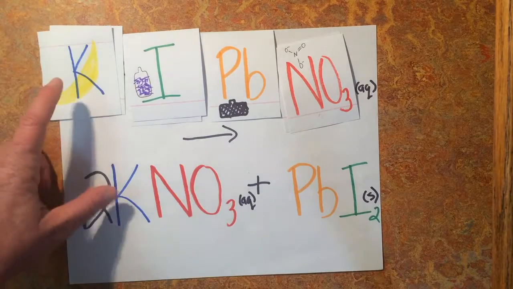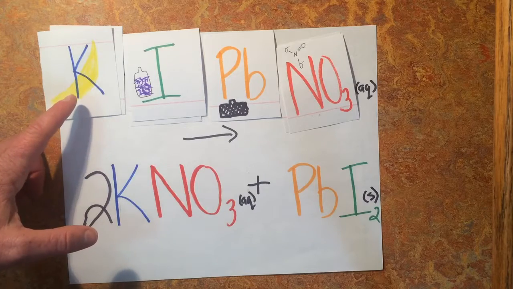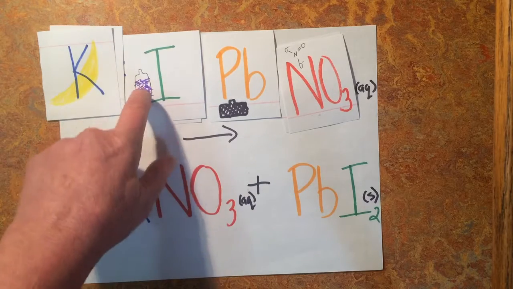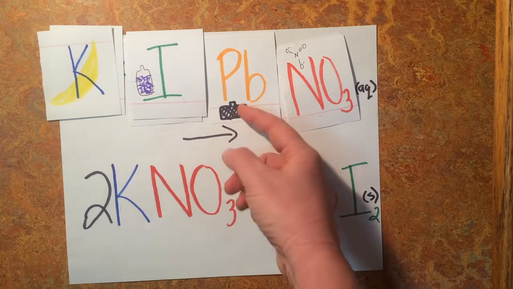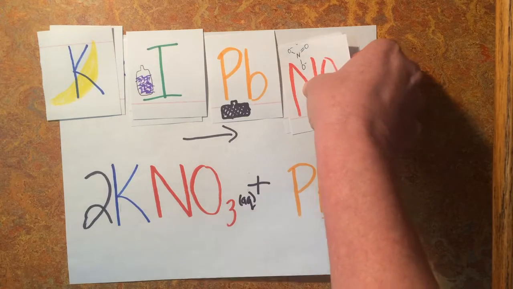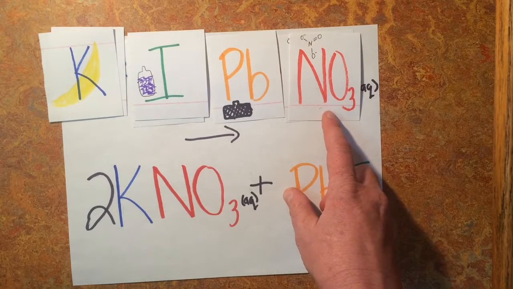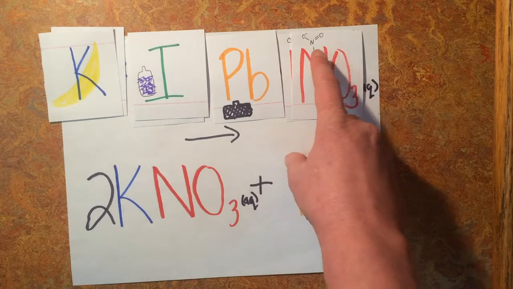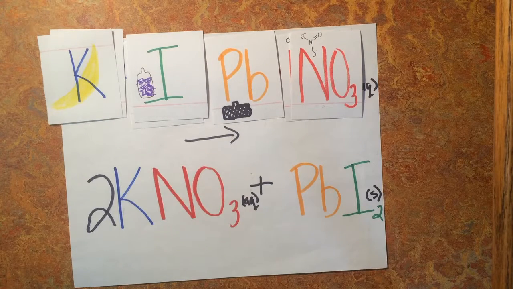I put a banana on the potassium because you can get potassium biologically from eating bananas. Iodide is often used to treat water. Lead used to be used for fishing weights. Hopefully you're not using it anymore because it can poison ducks. And nitrate, I didn't have anything good, so I just put the structure of the polyatomic ion.